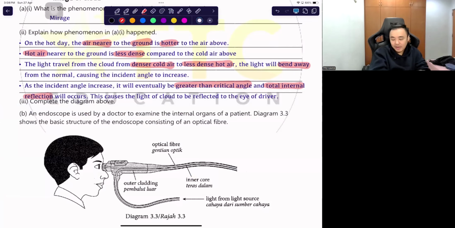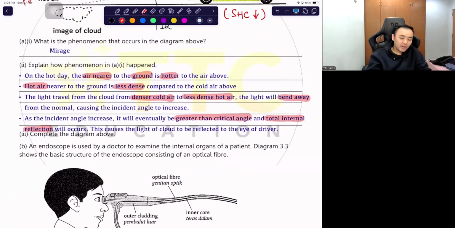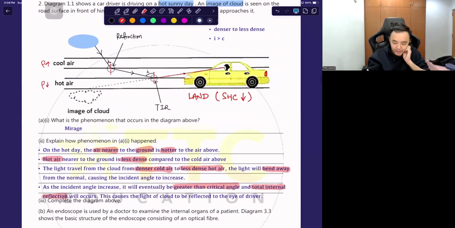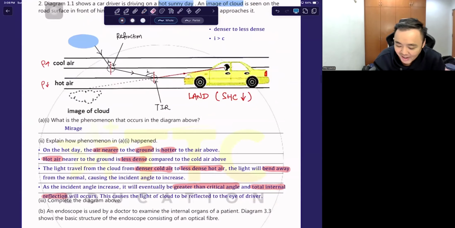Mirage questions, understand now? A lot of people see this phenomenon given and say, I cannot understand what the textbook says. That's what happened. And then they also ask you to complete the diagram above, so that's what you're supposed to draw. Draw the cloud nicely a bit, but your teacher won't be catching that. Okay, it's okay, physics, not art. They're not going to say you're drawing ugly, no marks. As long as you show whatever you're supposed to show: light here, bend away, and then total internal reflection.